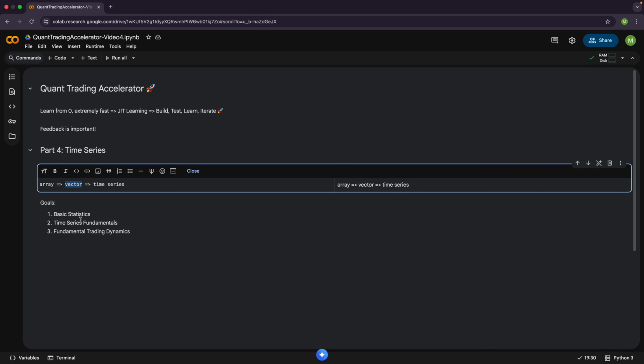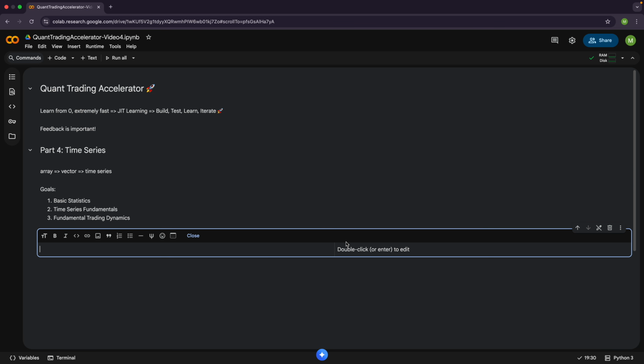We're also going to look at some time series fundamentals, and then once we've got a good foundation in time series, we're going to use some econometrics to model the fundamental trading dynamics. And this is why I believe econometrics is a very good foundation for quantitative trading, because it allows you to model these two fundamental dynamics. So we're going to start off with statistics.